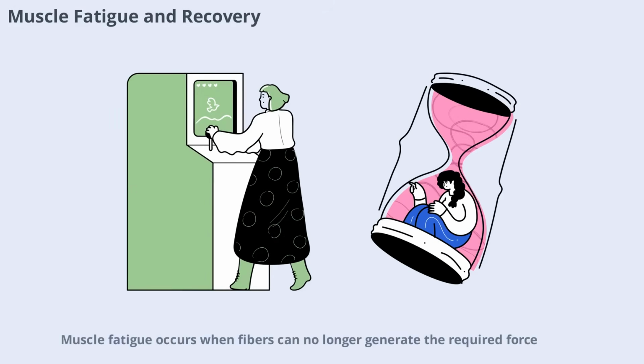Muscle fatigue occurs when fibers can no longer generate the required force. This can result from energy depletion, accumulation of metabolic byproducts, or nervous system factors. Recovery involves restoring energy stores, clearing waste products, and repairing any minor damage. Understanding fatigue and recovery is essential for optimizing training and preventing injury.